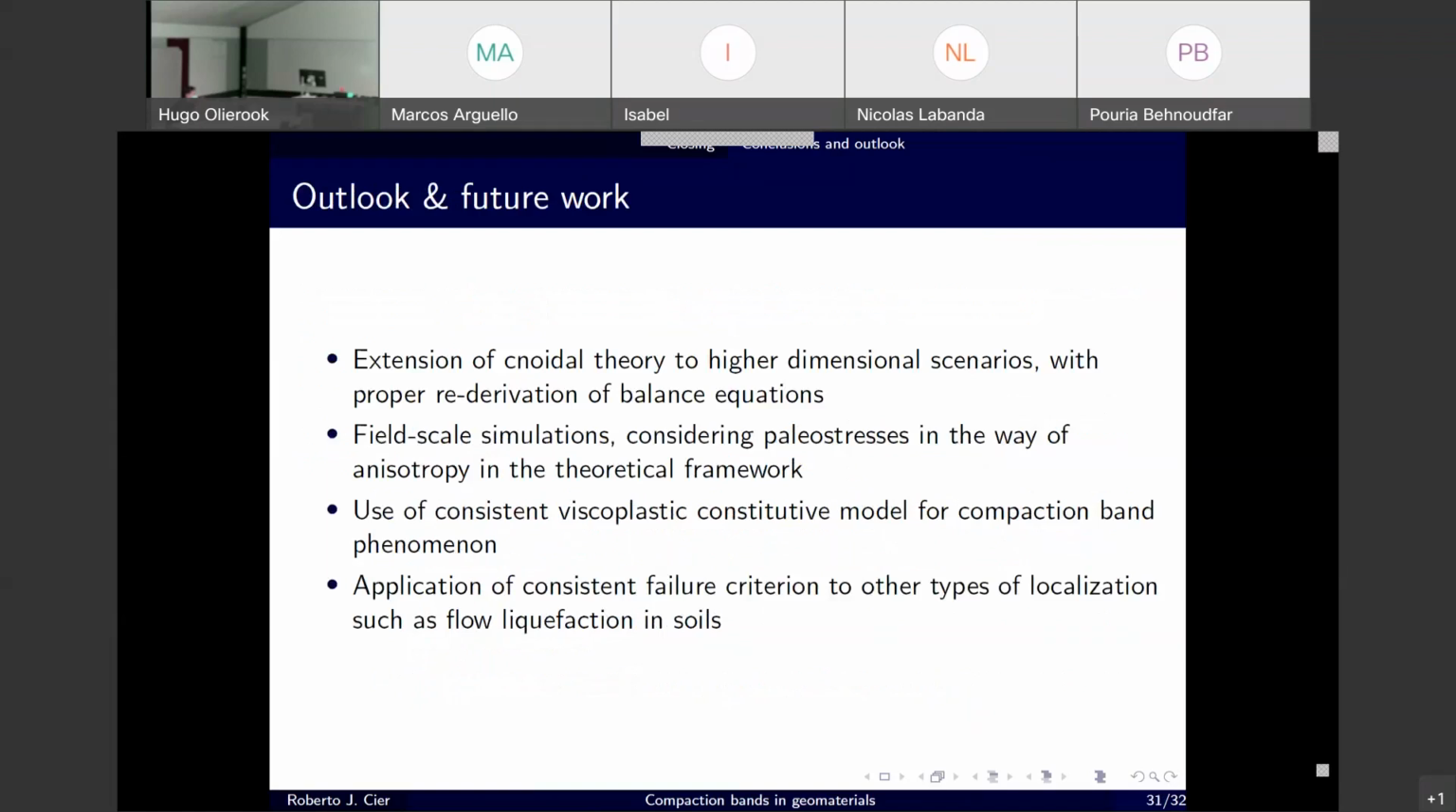As future work, we propose that we could start exploring higher dimensional problems using explicitly this consistent viscoplastic approach. And one thing we are starting to work on is using all this consistency in viscoplastic models for different types of localization, in this case, flow liquefaction for soils. That is a hot topic right now.